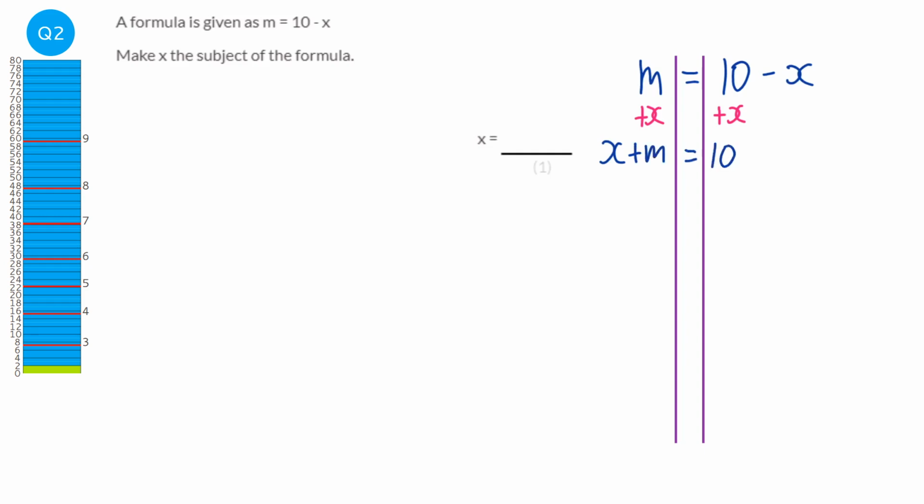Then we want to get rid of anything on the left hand side that's not this x. So we want to get rid of this plus m. We're going to do that by subtracting m both sides. So we've got x equals 10 minus m. So our answer is 10 minus m. X equals 10 minus m.